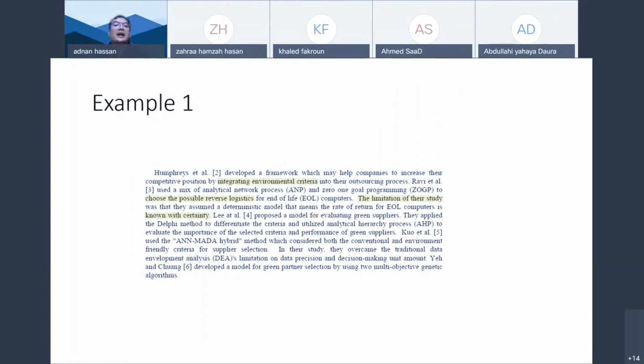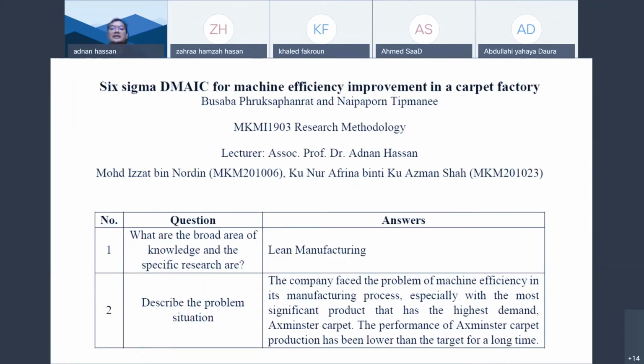This one, Izzat and Norina, I show your example here from Assignment 2, where we have to answer in terms of a table. The first question: what are the broad areas of knowledge? Here you say lean manufacturing, that's correct. Then describe the problem situation. Now in this paper for Norina and Muhammad Izzat, the discussion was machine inefficiency. Let me get this.